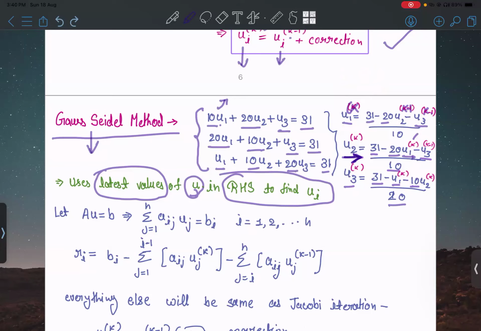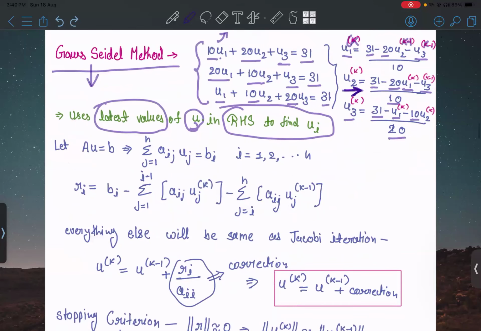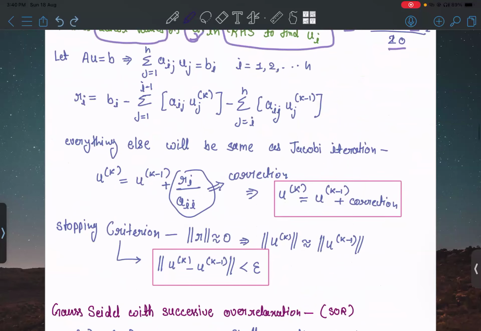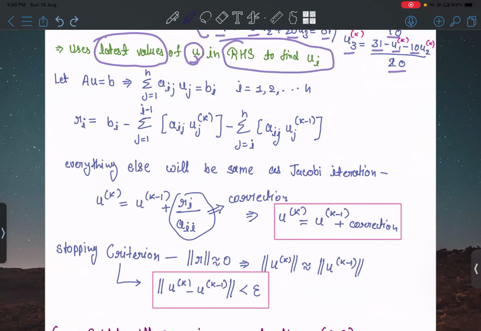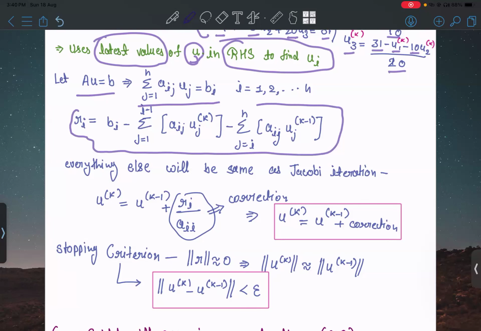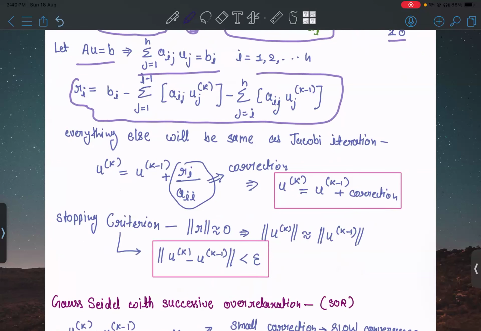This is a small difference, but it will improve our solution very much. The solution will converge very rapidly, okay, compared to the Jacobi iteration. Fine. Suppose I have a u, this can be represented like that. We have already represented it. So residue, what? Same residue as earlier. Okay, no, residue is different now here.